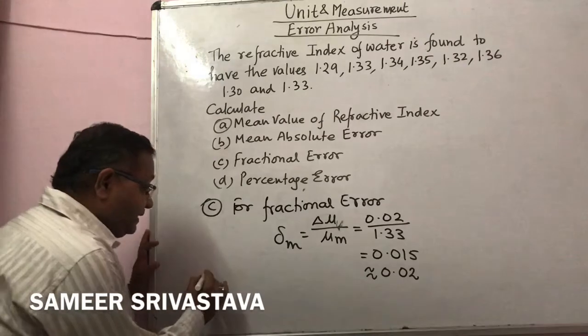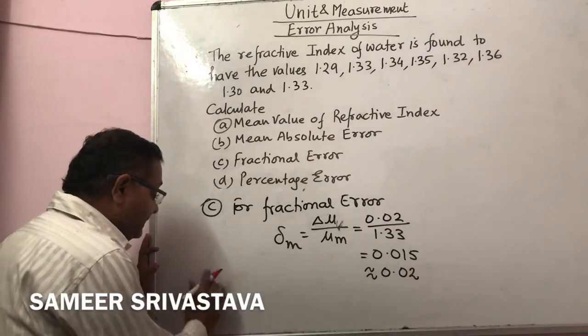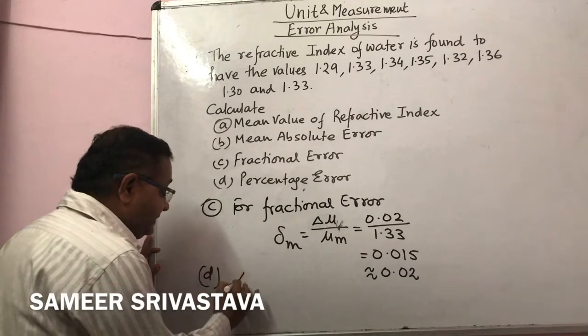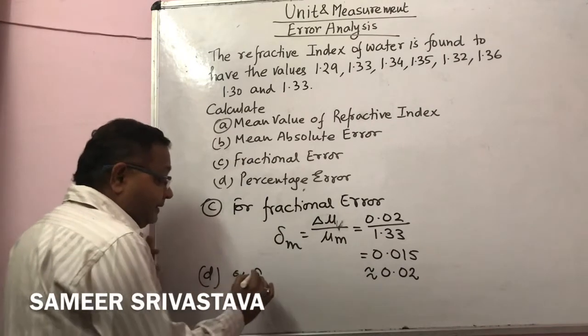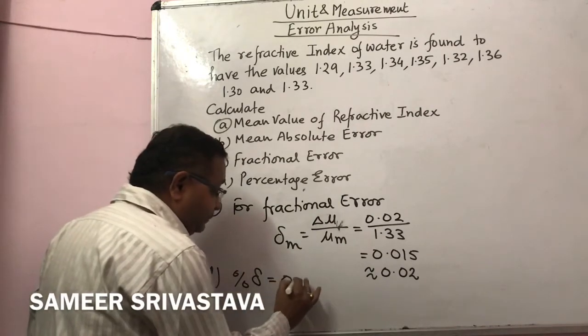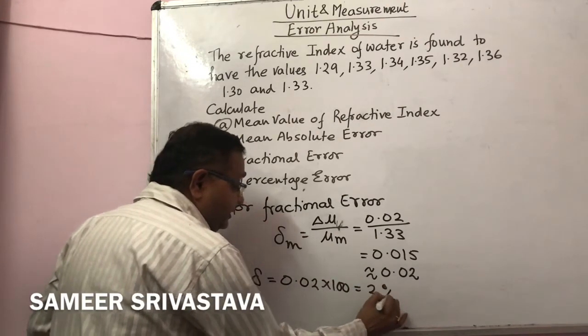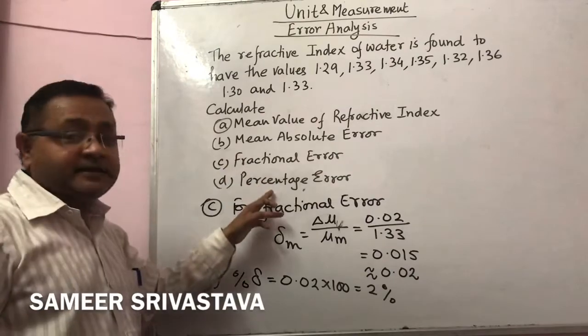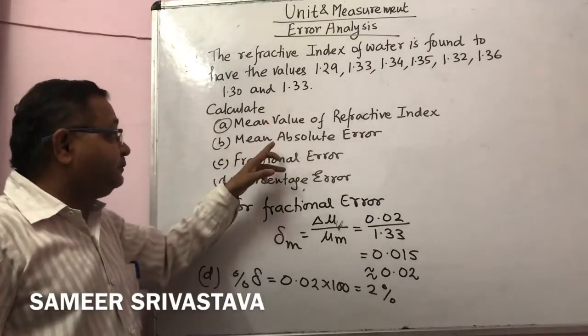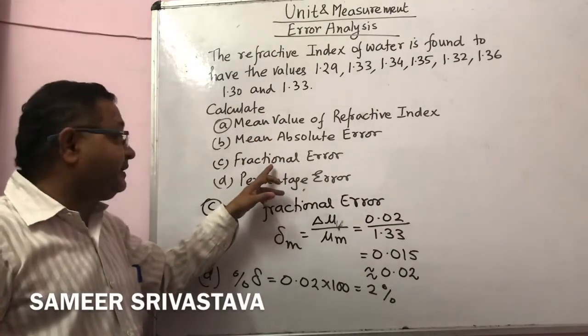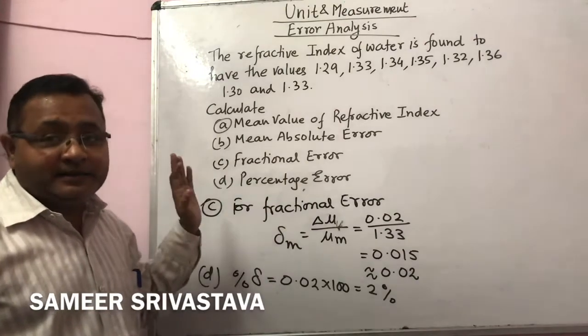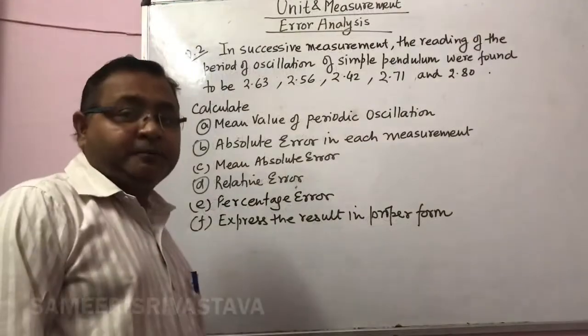Okay. And last, part D, percentage error. For the percentage error, we have to multiply 0.02 by 100. So we get 2%. So these are the solutions for all three cases: mean absolute error and mean value of the refractive index, fractional error and percentage error. Okay. Now question number 2.